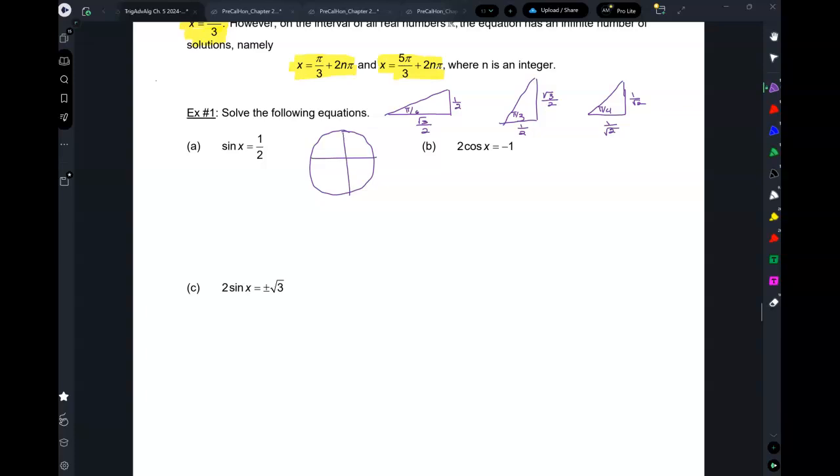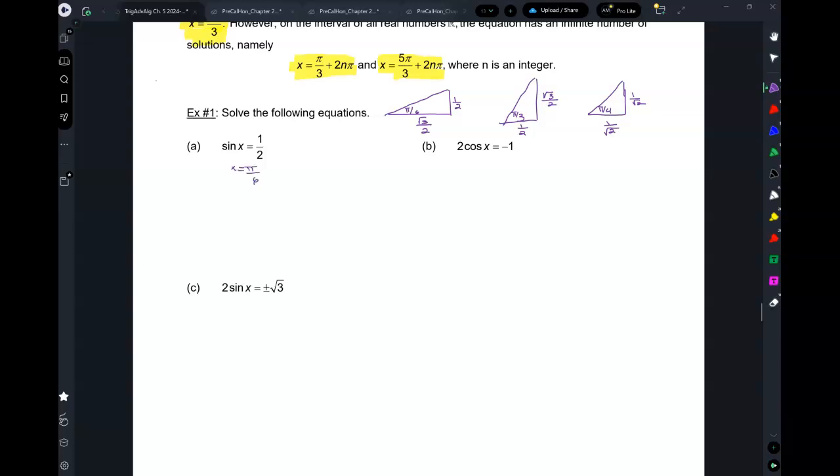All right, so here's what we're going to do. Sine of x is equal to a half. First of all, let's figure out which angle it is. Is it the pi over 6 or the pi over 3? For the pi over 6, the vertical, the sine, is 1/2. So we say x equals pi over 6.